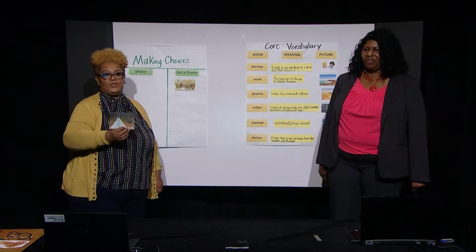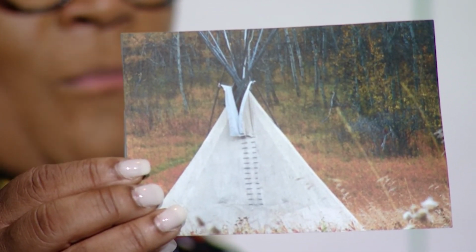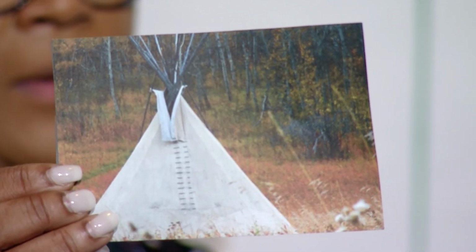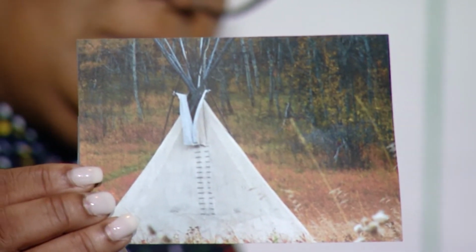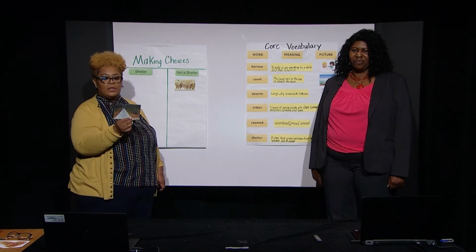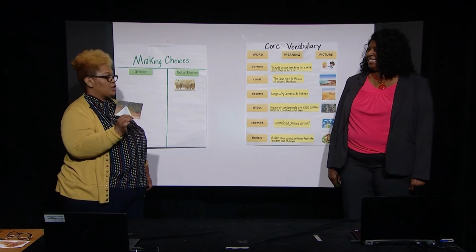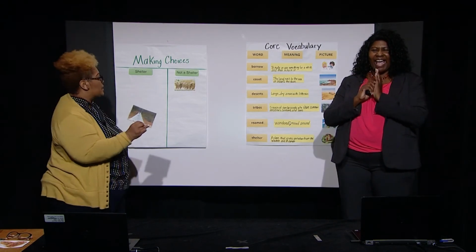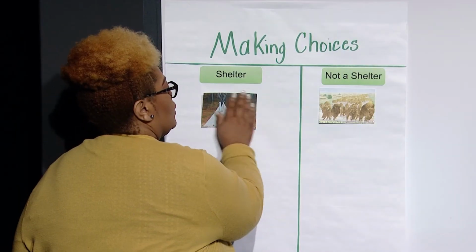Here's our next picture. That's a shelter. That's a teepee. Boys and girls at home and Miss Delphine, you all are absolutely correct. This is a picture of a teepee, and yes, it is shelter. So I'm going to place it here on our Making Choices anchor chart under shelter.